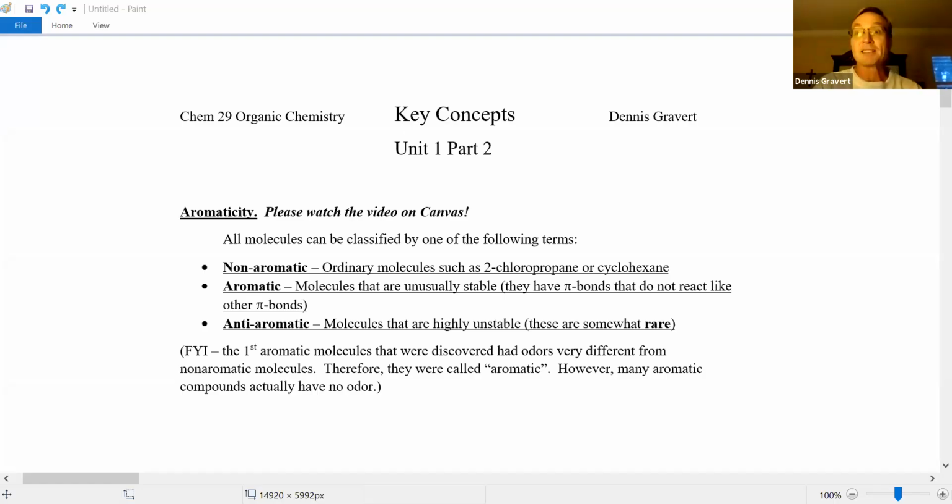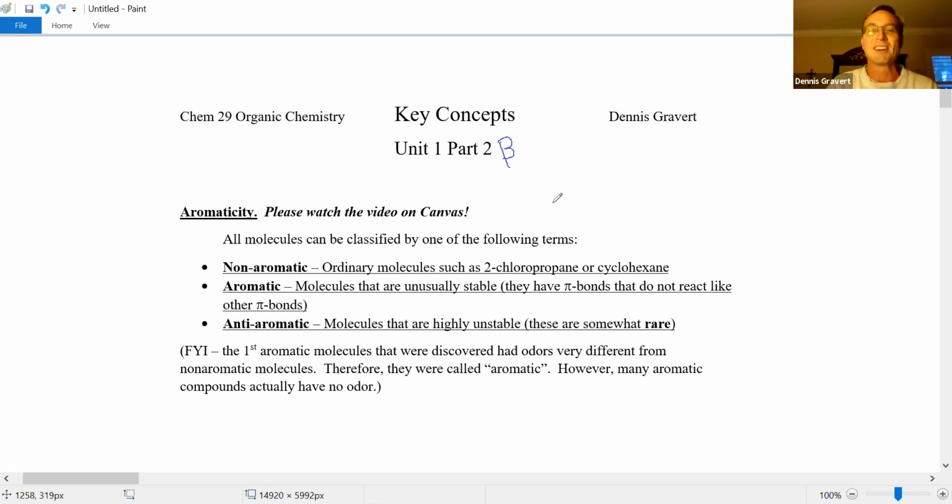Hi, everyone. Let's finish our discussion about aromatic molecules, specifically what makes molecules aromatic, the special stability that some molecules possess. Yeah, so nature, she makes all the rules, right? And so we're trying to figure out these rules. So let's continue with key concepts, Unit 1, Part 2. We might call this Part 2B, right?